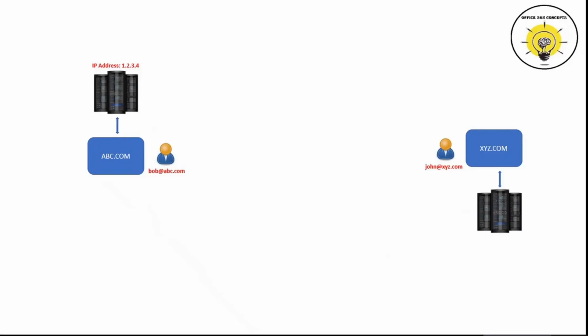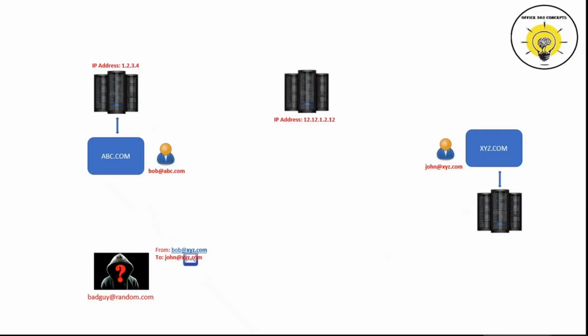Let's consider one more example. Let's assume that we have two organizations, abc.com and xyz.com. Now, someone who does not belong to abc.com or xyz.com organization is trying to send an email using abc.com domain. He will use bob at abc.com email address and will send that email to john at xyz.com. Now, this email will not be processed by the mail server of abc.com because this email is not sent from the mailbox of bob at abc.com.